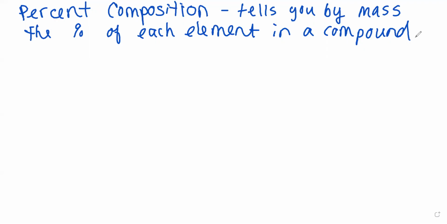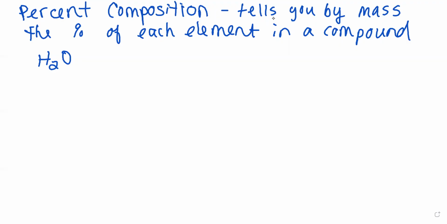So let's go ahead and try a simple example. Let's do H2O. Now, sometimes when you do percent composition, it will simply say, determine the percent composition of this compound. And sometimes it will say, determine the percent composition of, and then it will give you a specific element. So you just have to see what the problem is asking you for. For this one, let's just do the percent composition of the compound.